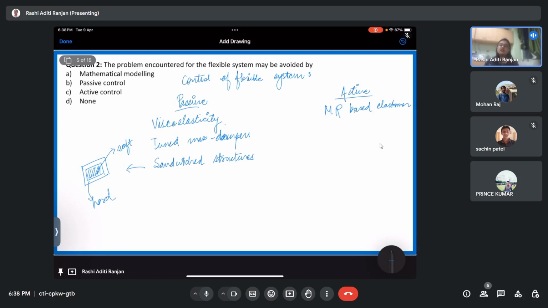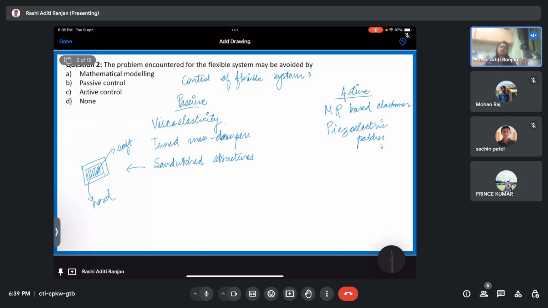Okay, so these kinds of materials are known as active, and such control is possible if my flexible system is made up of MR based elastomer. Then whatever amount of stiffness I want, whatever amount of deformation I want for my system, I can control it depending upon the magnetic field that I apply. Likewise, I can have piezoelectric patches. I can have piezoelectric based materials.